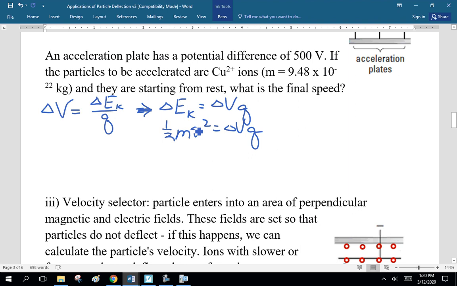Anyway, so we know the mass of an electron. Well, we don't know it, we can look it up. Do we know the voltage? Yes. Do we know the charge of an electron? We can look it up. Yes.